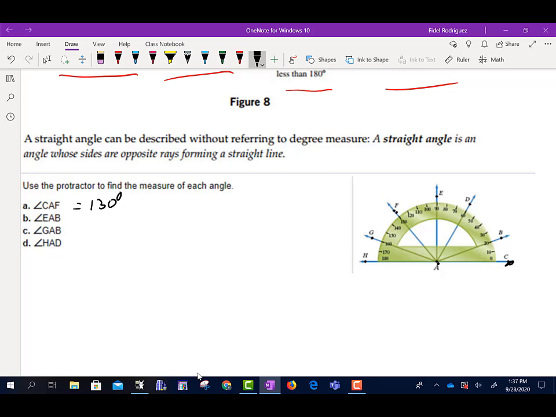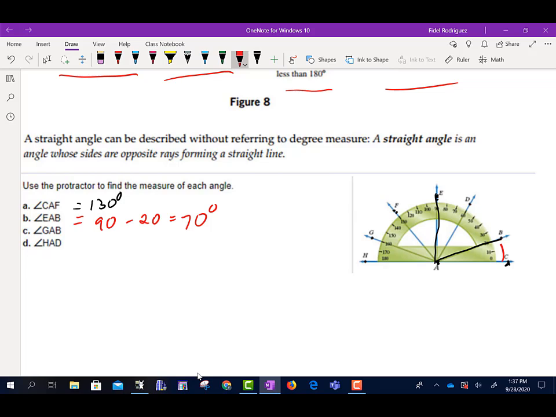EAB. EAB, this angle right here. So I want you to think about this angle. I know that the whole thing here is going to be 90 degrees, right? I know that's all 90 degrees. And I also know that this piece here is 20 degrees. So that would be 90 minus 20. So that should just be 70 degrees.